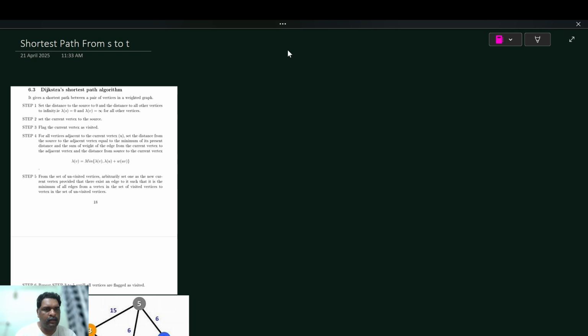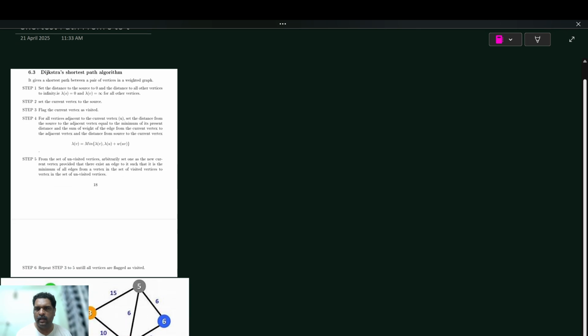Then from the set of unvisited vertices, arbitrarily set one vertex as the new current vertex, provided that there exists an edge to it such that it is the minimum of all edges from a vertex in the set of visited vertices to a vertex in the set of unvisited vertices. And we repeat the process until all the edges have been chosen or visited. So this algorithm is known as Dijkstra's shortest path algorithm, and we illustrate how the algorithm is going to work using a simple example.